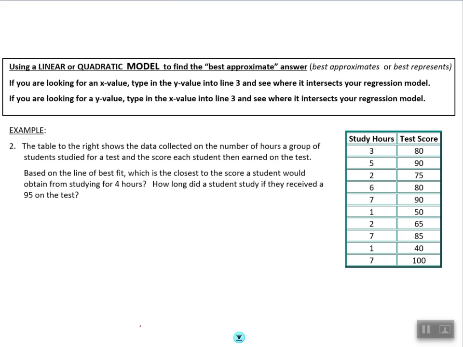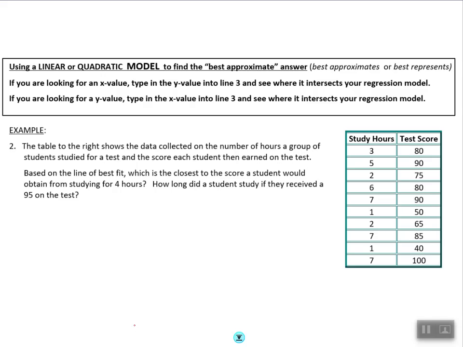Sometimes you are asked to use your linear or quadratic model to find the best approximate answer. If you're looking for an x value, type y equals a number and see where it intersects your line of best fit or curve of best fit. If you're looking for the y value, type x equals whatever number you're given and see where that intersects your line or curve of best fit.